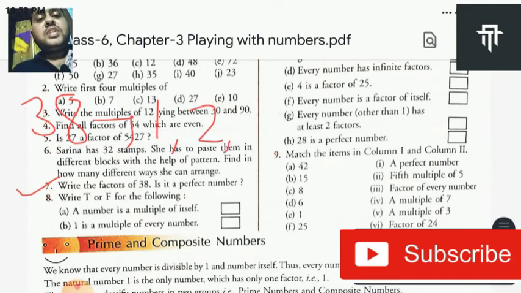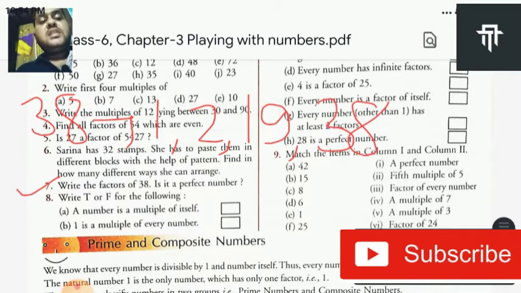Then it is divisible by 2. Then it is not divisible by 3. Then it is not divisible by 4 also. Then 5, then 6, no. 7 is also not divisible. Then it is divisible by 19. And then the last one is 38. So the factors of 38 are 1, 2, 19 and 38.